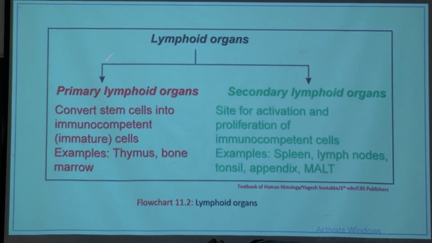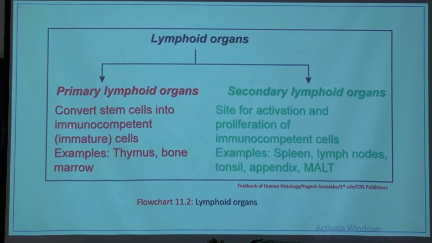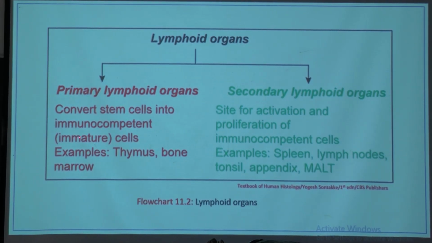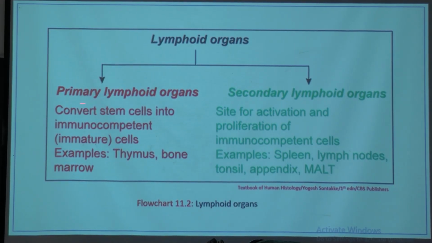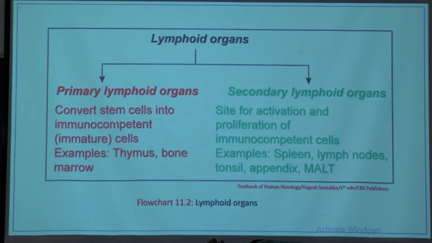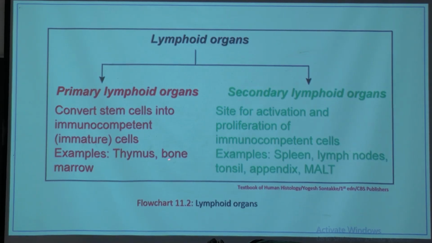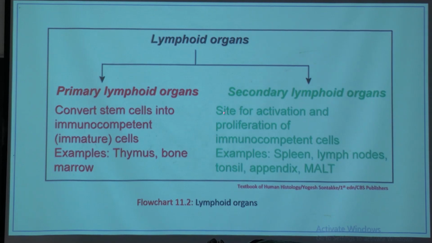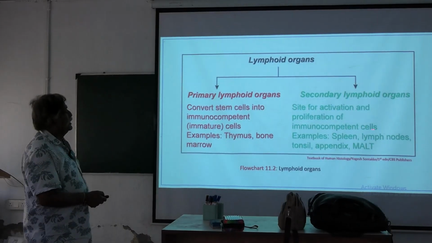Primary lymphoid organs convert stem cells into immunocompetent cells. Example, thymus and bone marrow. Now, secondary lymphoid organs are the site for activation and proliferation of immunocompetent cells.